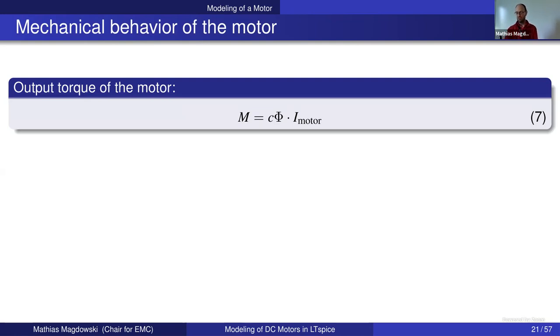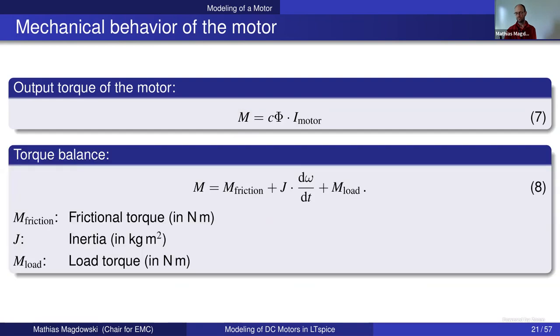Okay, and in a similar way, we can calculate the torque of the motor. So this will come from the current. If we know the current going through the motor on the electrical side, the same constant, we can calculate the torque, mechanical torque. And then we can set up some balance equations for the torque, because the torque generated by the motor will go into friction and some losses. Yeah? And then the motor has some inertia.